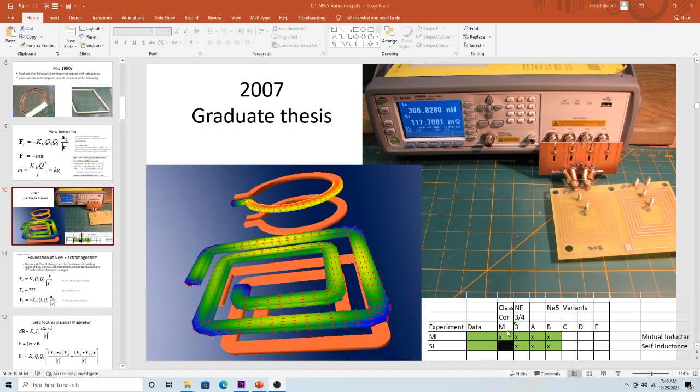Okay, so filling out our punch list here. We have mutual inductance. We have lots of data on mutual inductance. That's what this green means. Classical theory and Maxwell's equations, New Electromagnetism version 3 and New Electromagnetism version 5, the A and B variants, all give great answers for mutual inductance. For self-inductance, we have lots of experimental data. Classical theory gives you division by zero. Version 3A and version 5, A and B, give excellent results. Take it to the bank results.